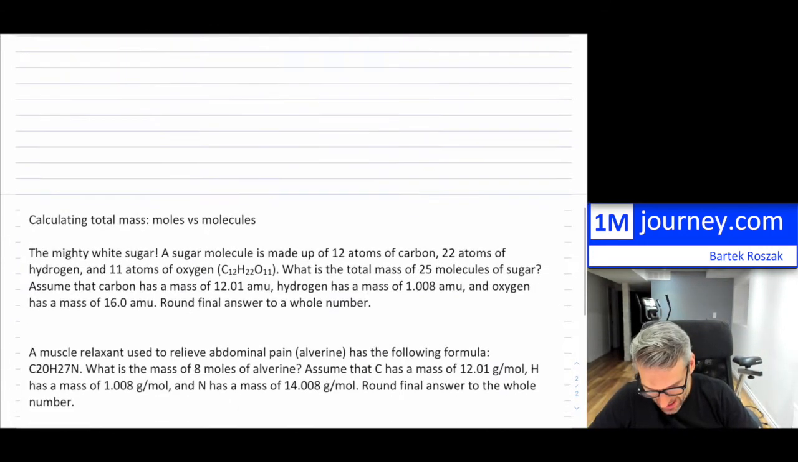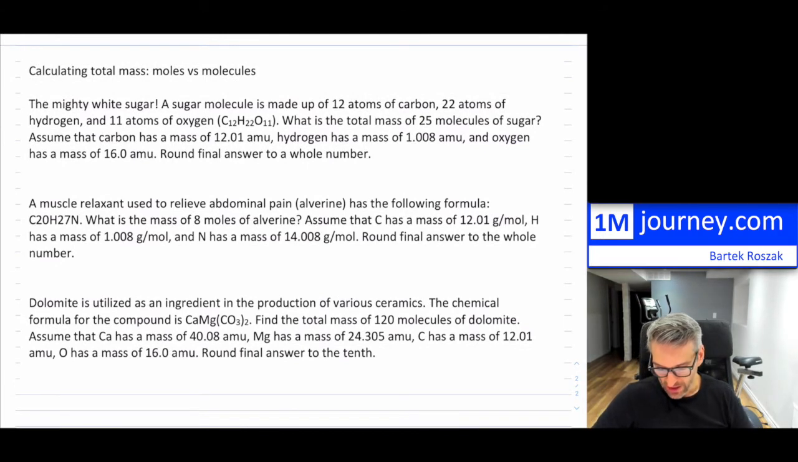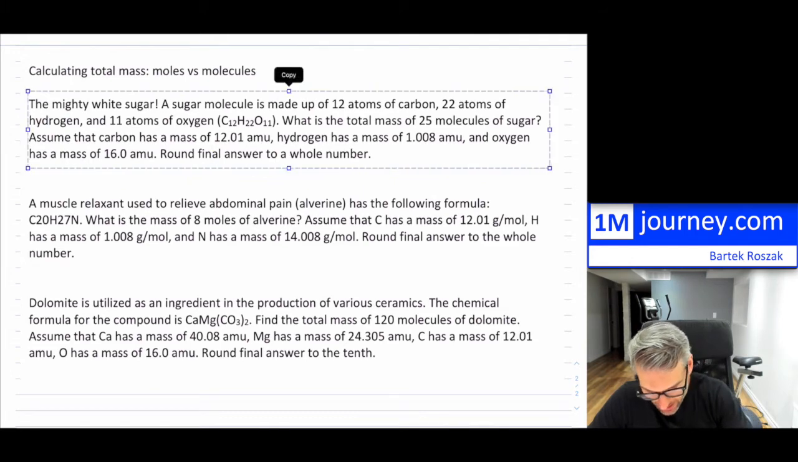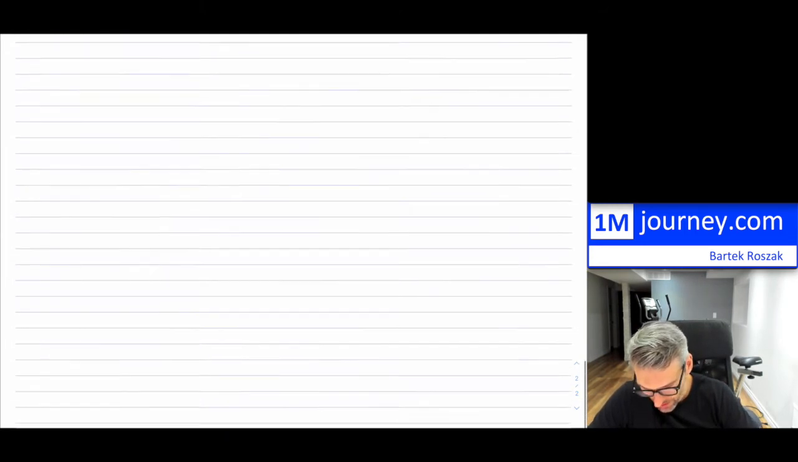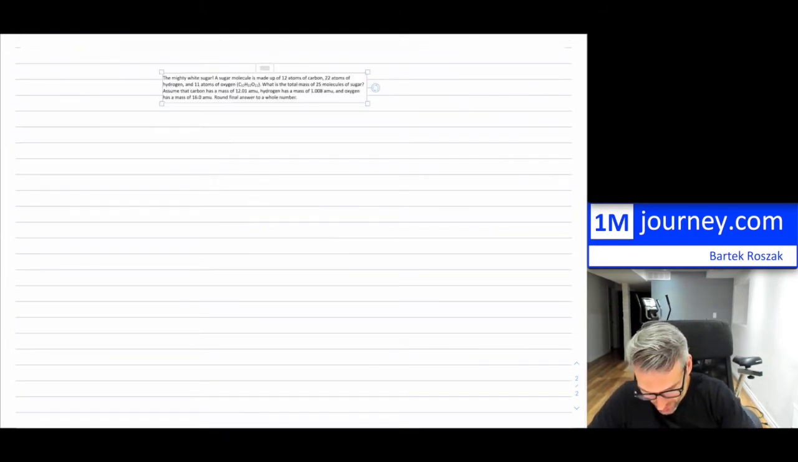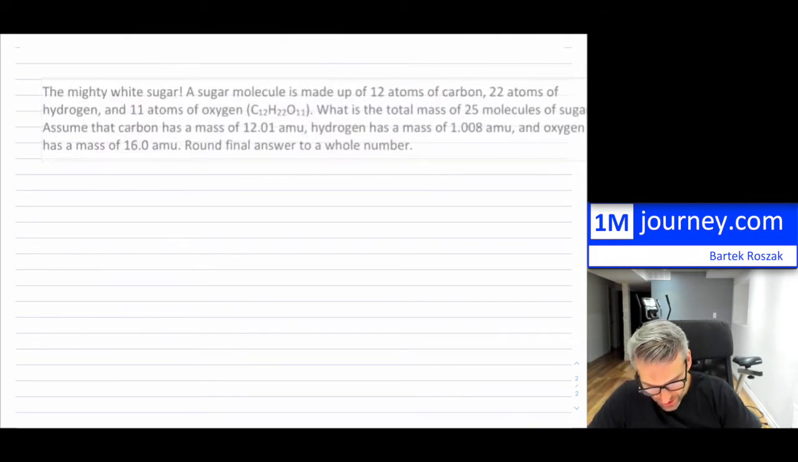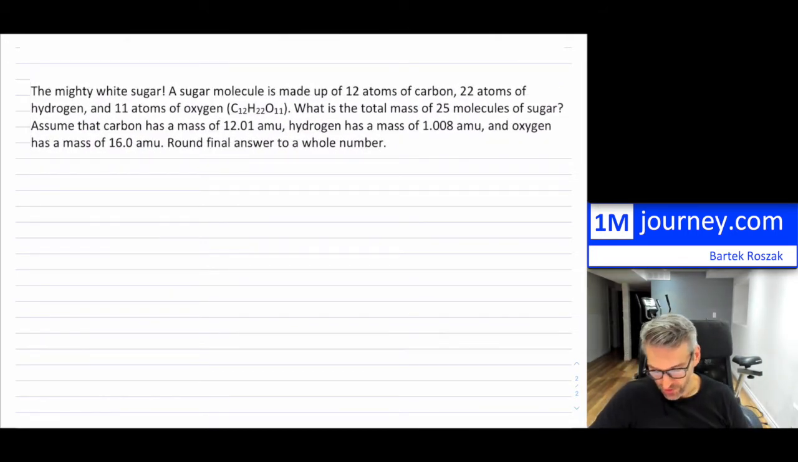So here are some examples that I prepared for you. I'm going to take the first example and we're going to work it out one by one. I'll come back to them. Let me put it here at the bottom of the page. This example is related to sugar. It says the mighty white sugar. A sugar molecule is made up of 12 atoms of carbon, 22 atoms of hydrogen, and 11 atoms of oxygen. And here is the actual formula right there, C12H22O11.